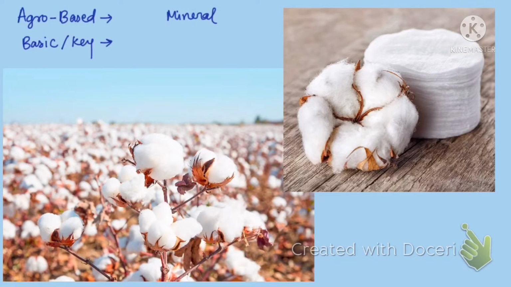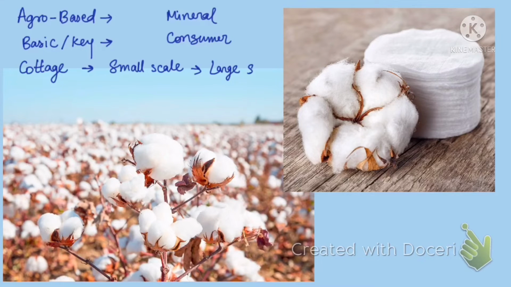Secondly, considering the main role, there is the consumer industry. That means industries produce something directly that goes into the hands of the consumer, like paper, toothpaste, sugar, etc. Based on the capital investment made to set up the industry, there are three. One is cottage industry, where production is carried out in a house, basically small scale production. Secondly, small scale industries, for which capital investment is less than 1 crore. And third, large scale industries, for which capital investment is more than 1 crore.